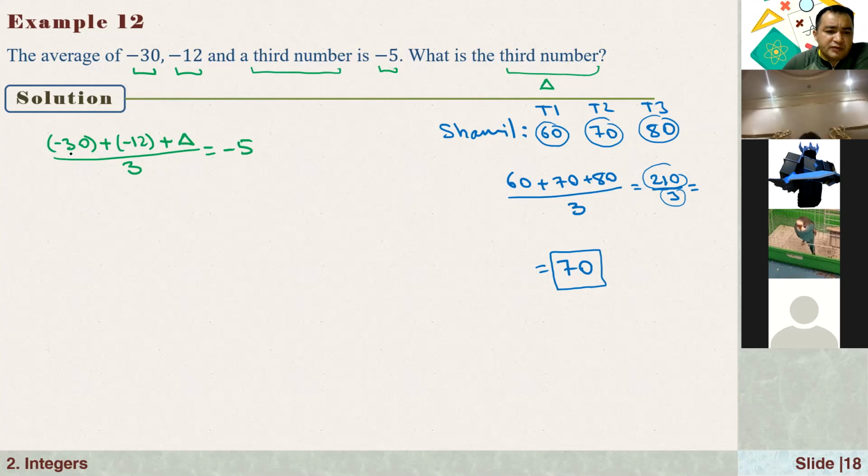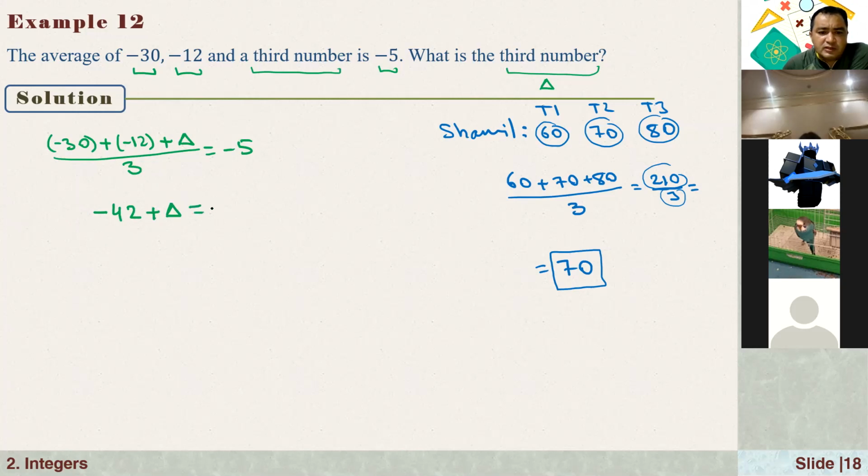Now negative 30 plus negative 12. I'm adding one negative number to another negative number, so the answer will be negative. Negative 30 plus negative 12 is negative 42, and plus triangle, right? And now something is divided by 3.